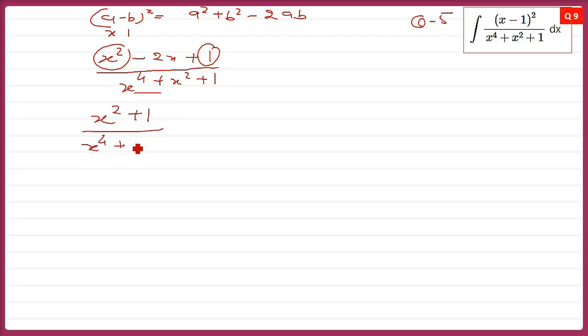X square plus 1 we have taken together. The denominator we have separated. The other term that remains is negative 2x, which I am writing right now. So x raised 4 plus x square plus 1. So this integration will be this one. Dx remains along.